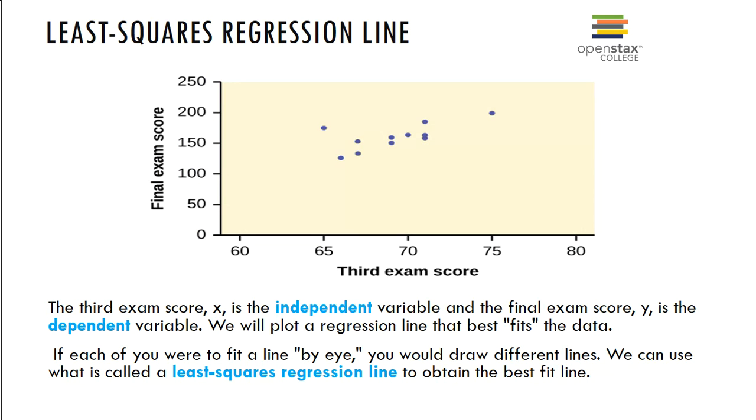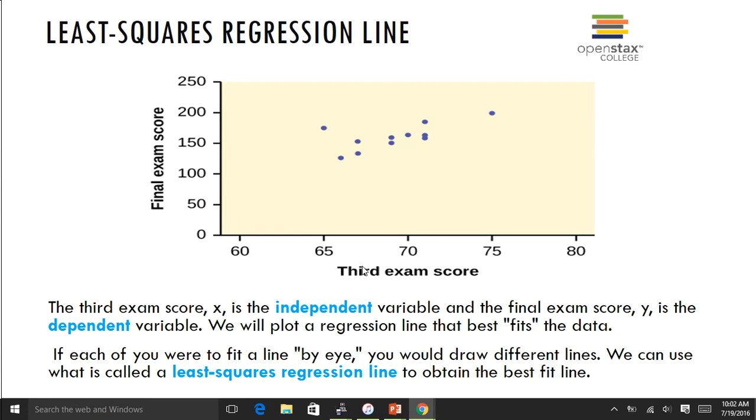All right, so let's look at this one. What we're seeing here is, along the x-axis, we have the third exam scores, and it's the independent variable. Your x variable will always be your independent variable. And your y, which is the final exam scores, is your dependent variable, because your third exam scores are going to stand alone. But in this case, we're making the final exam scores dependent because we're trying to see if there's a relationship between what students score on the third exam compared to the final exam. So we will plot a regression line that best fits the data. We plotted all the lines, and the data set for this is in the chapter.